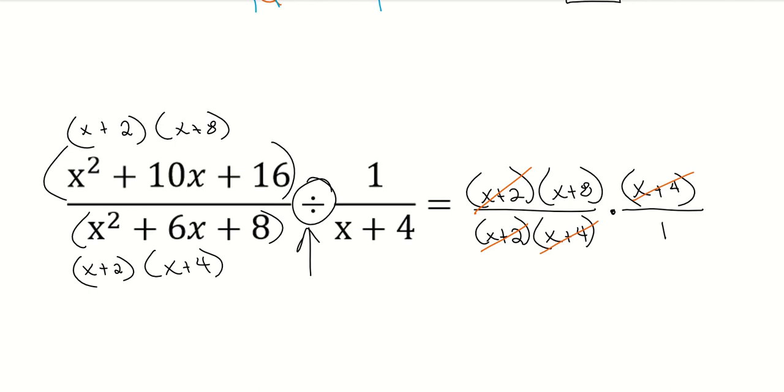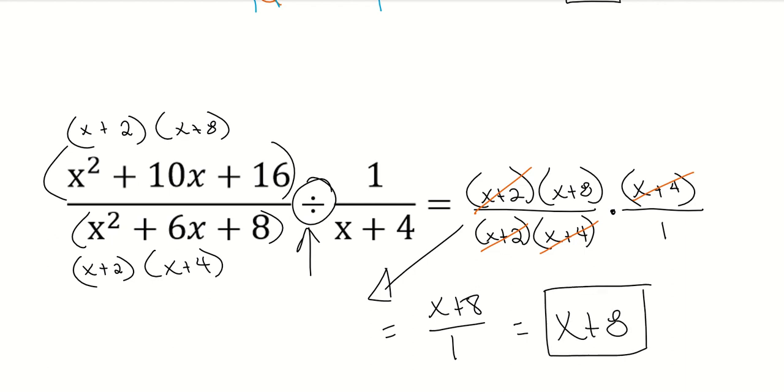So I am left with a handy dandy x plus 8 over 1, but remember, we don't write things with 1 in our denominator. It's understood to be there. So x plus 8 is our final answer. Stick a fork in that bad boy. He is done. Dividing rational expressions. Take your time, pay attention, and have fun.